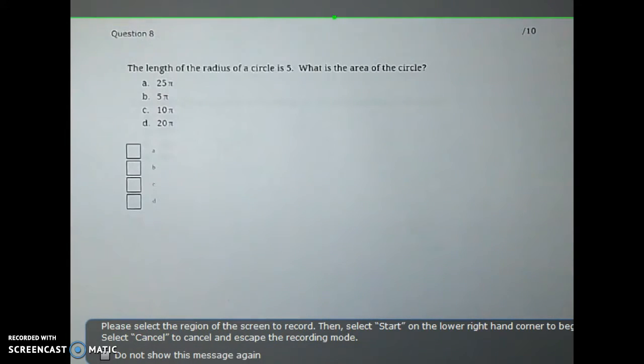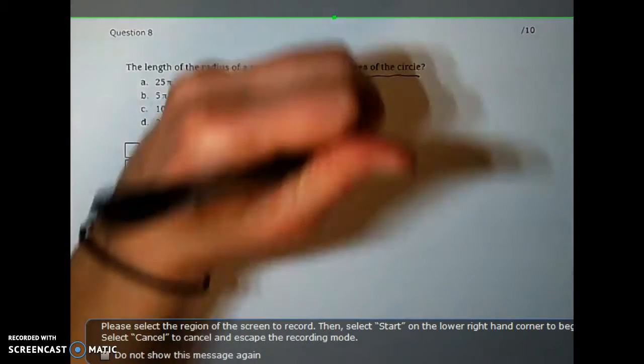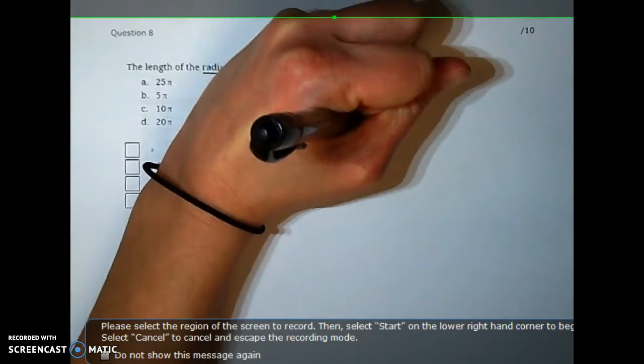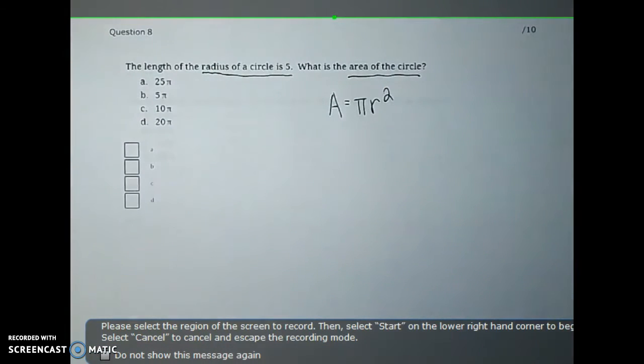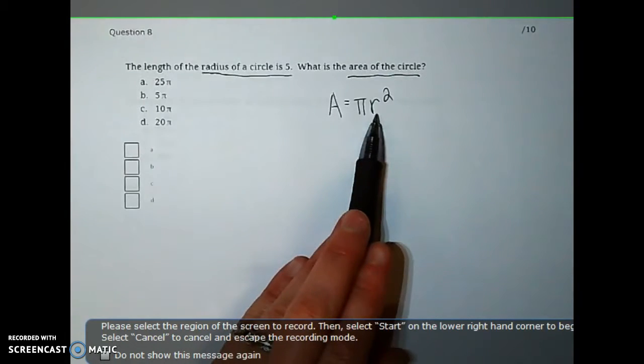For number 8, we're kind of getting to the problems where they're asking us about area. So it says the length of the radius of a circle is 5. What is the area of the circle? And we actually only have one area formula. It's area equals pi r squared. Now if they ever gave us the diameter, we'd have to divide by 2 to be able to plug in our value. But in this case, they give us the radius, so we can plug it right in.